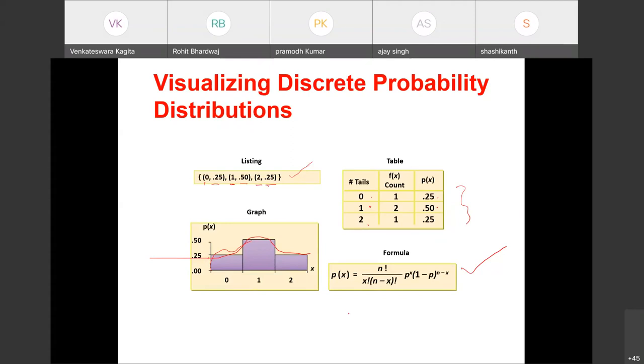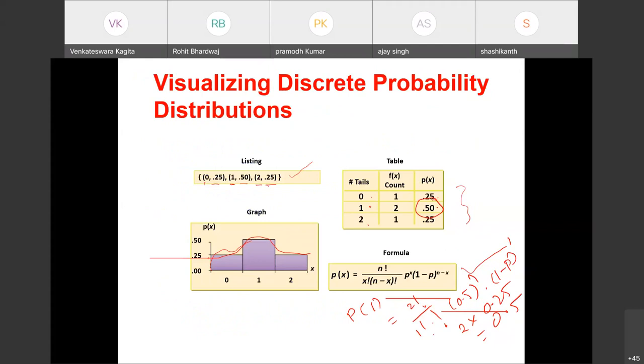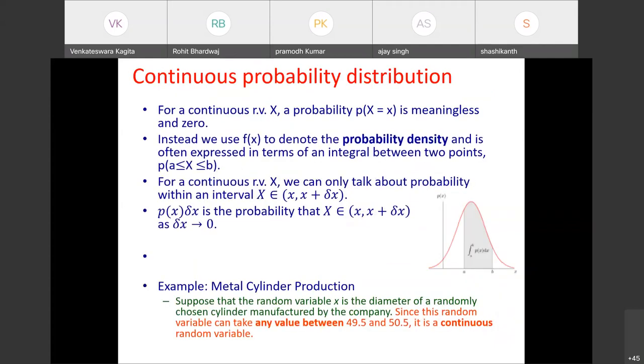Okay, so what is the probability of 1, which is equivalent to 2 factorial divided by 1 factorial times 1 factorial, times 0.5 power 1 times 1 minus p power 1. So this is 2 times 0.25, which is equivalent to 0.5, which is this. So this is an example of the binomial distribution. This is about the discrete probability distribution, and we're going to see different discrete probability distributions.